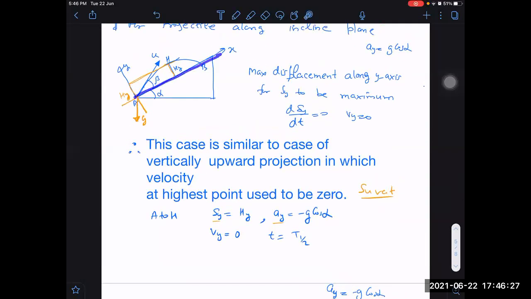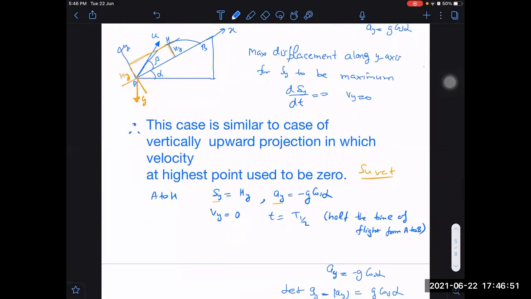Time taken to go from one line to the other line will be the same as from that line back. Therefore, if total time is t, then A to H will be half the time. Okay, this is half the time of flight from A to B. Now it is okay.